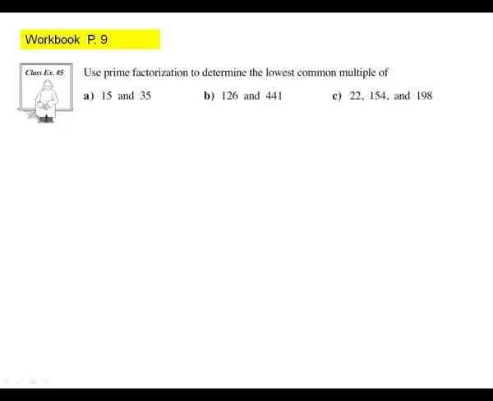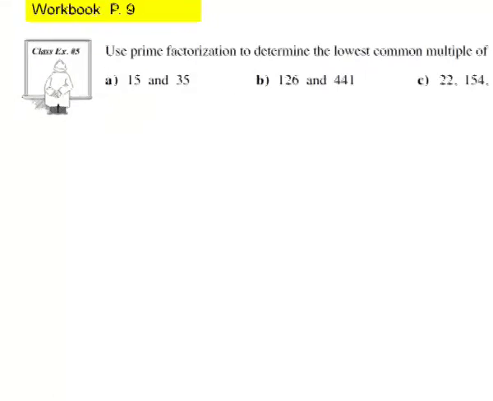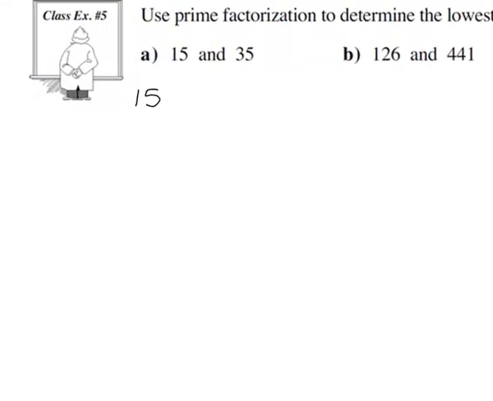Prime factorization can be used to help determine the lowest common multiple of a group of numbers. To do this, you have to first determine the prime factorization of each number individually. 15 can be broken down to be 3 times 5, and 35 can be broken down to be 5 times 7. When I look at the prime factorizations, I first identify which factors they have in common.